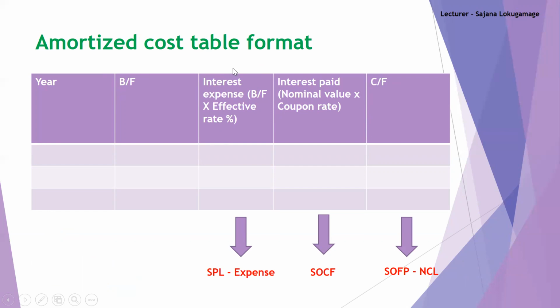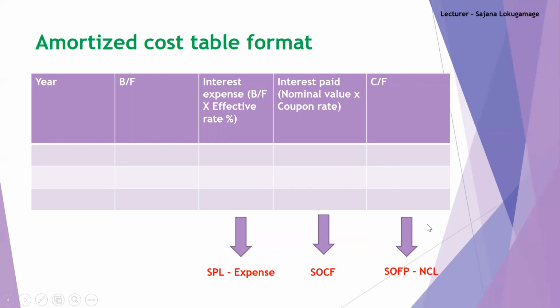So this column, guys, interest expense, goes to the statement of profit or loss as an expense. This interest paid column goes to the statement of cash flows. And guys, this carried forward goes to the statement of financial position as your non-current liability.